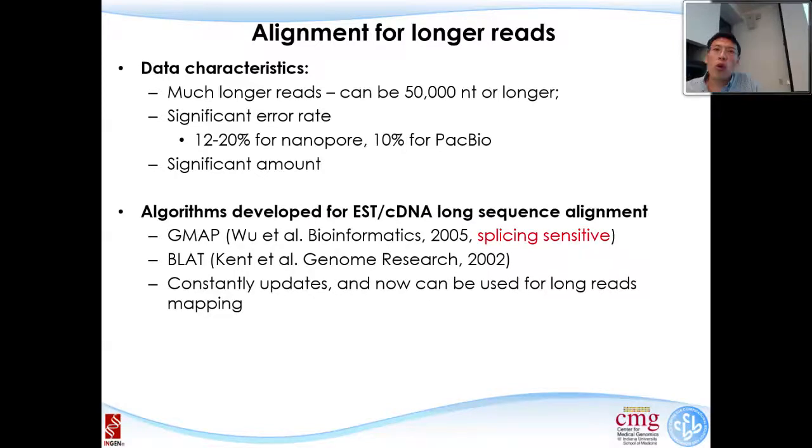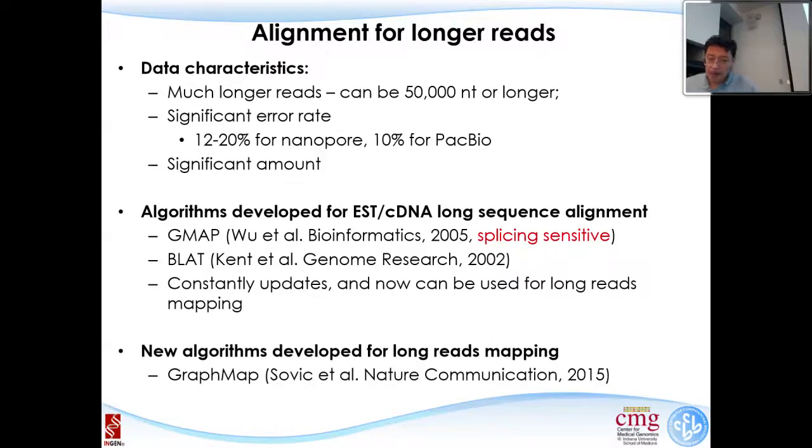If you look at the most popular tools that people are using for this, they were all published pretty early, like 2005, 2002. Those are before we even had next generation sequencing technology. Those are the algorithms developed in the Human Genome Project or after that to do the EST alignment on the human genome. But the good news is that they are being constantly updated and can now be used for long read mapping. And there is also a new algorithm developed for long read alignment.